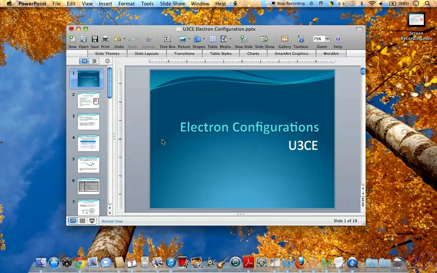So we're going to review again in class tomorrow the principal energy level configurations and spend time looking at the Lewis dot diagrams.